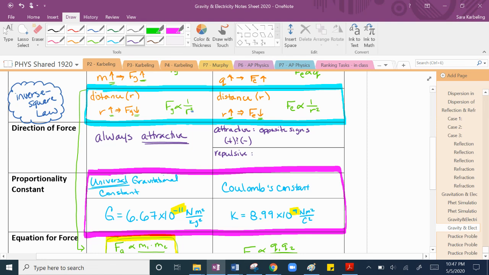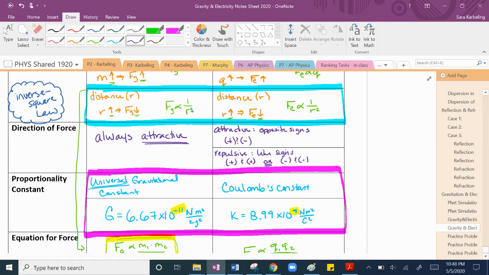Okay, and that is true when you have like charge or like signs. So that would be a positive and a positive, or of course, a negative and a negative. Okay, in either of those cases, it will be repulsive.